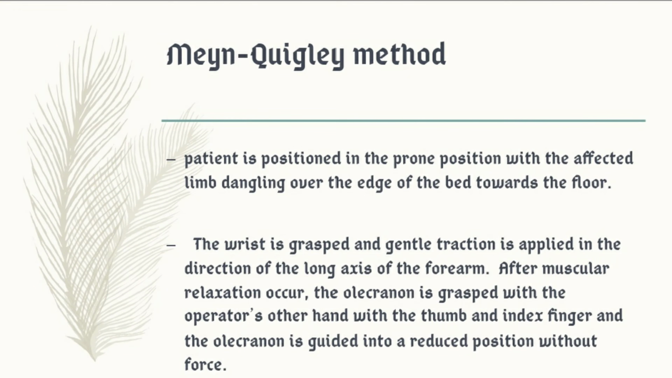Now I shall be demonstrating Main and Quigley's method of reducing an elbow dislocation. Here the patient is positioned in prone position with the affected limb dangling over the edge of the bed towards the floor. The wrist is grasped and a gentle traction is applied in the direction of the long axis of the forearm. Once muscular relaxation occurs, the olecranon is grasped and is guided into a reduced position without force.